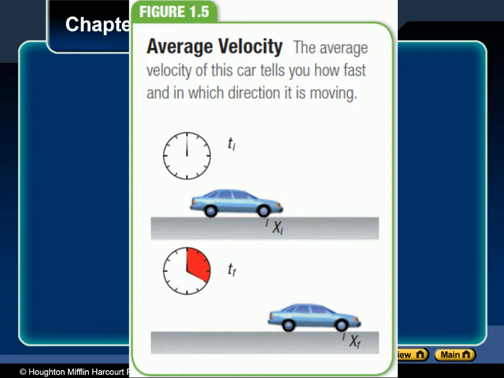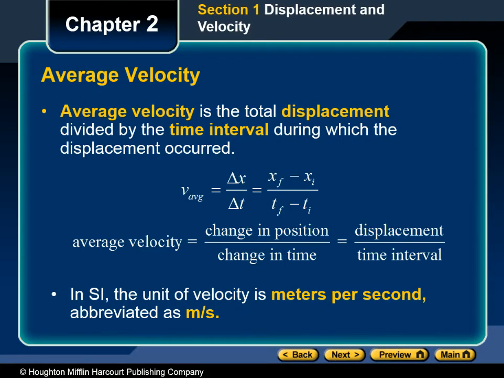The average velocity, represented as v sub avg, is defined as the displacement divided by the time interval during which the displacement occurred. In SI, the unit of velocity is meters per second, abbreviated m/s. The average velocity of an object can be positive or negative, depending on the sign of the displacement. The time interval is always positive.